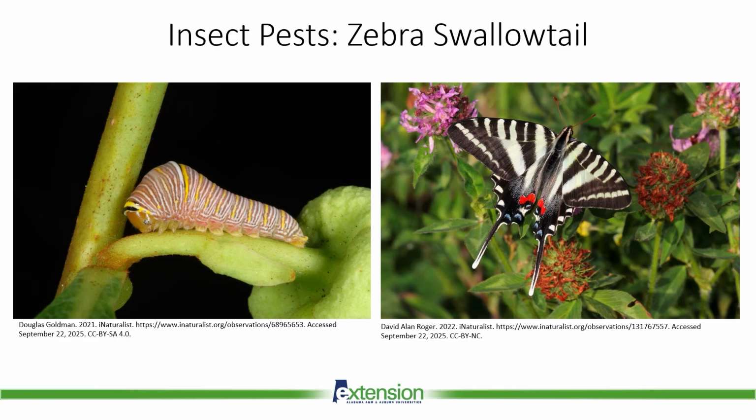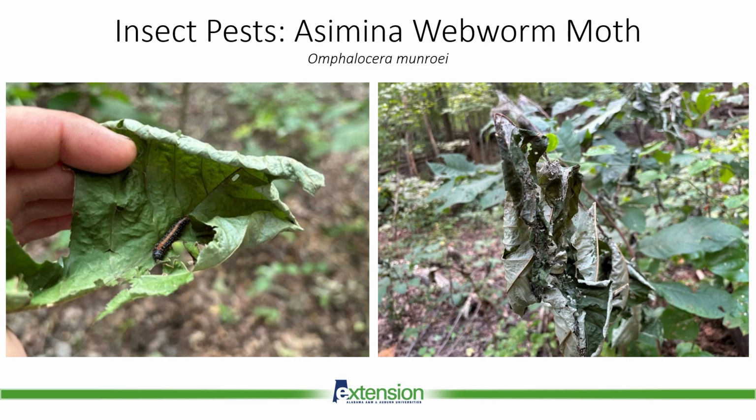The Asimina webworm moth, also called the pawpaw webworm moth, lays eggs on the leaves of pawpaws. A caterpillar emerges and feeds within the webbing, curling up the leaves, often at the ends of branches. This can be seen in orchards, also in forest. If you experience that as a grower, you can cut off the end of the stem there and discard it to get rid of the caterpillars and break the life cycle.